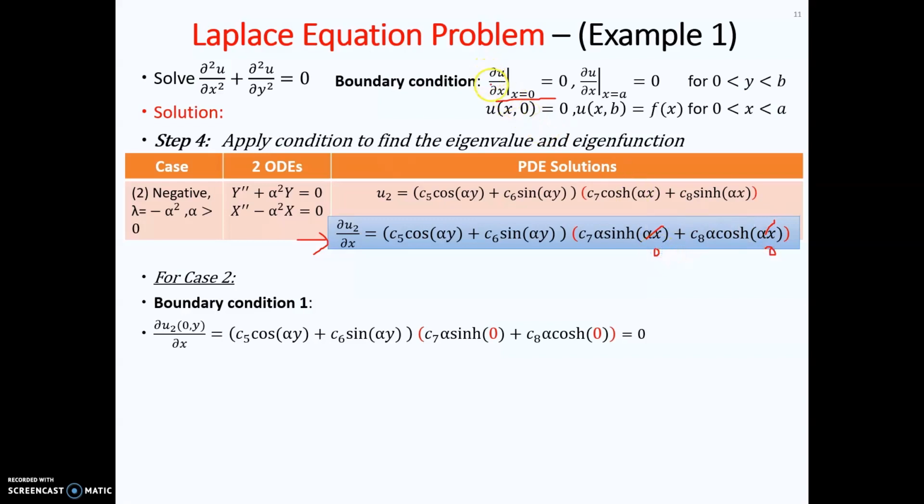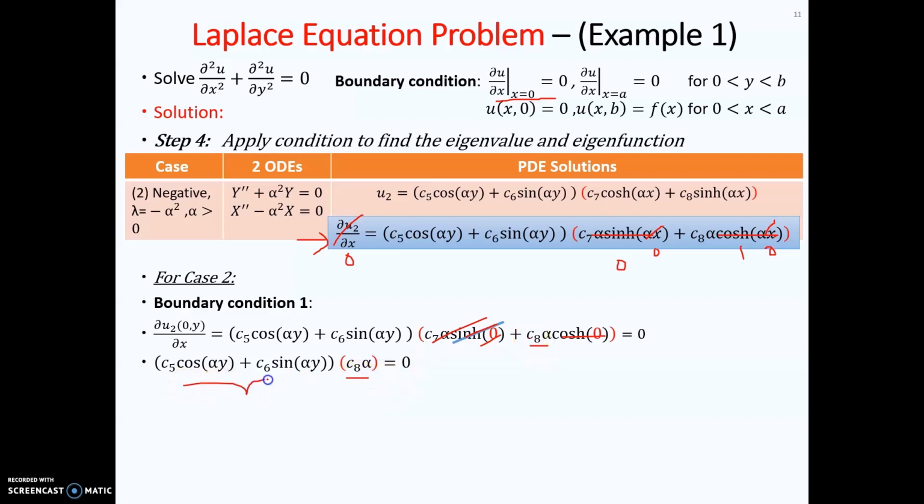Then you obtain du over dx equal to 0. Hyperbolic sine 0 gives you 0. Hyperbolic cos 0 gives you 1. Therefore, you should obtain this equation. So this component can be eliminated, and then hyperbolic cos 0 gives you 1. Therefore, you only have alpha C8 here.